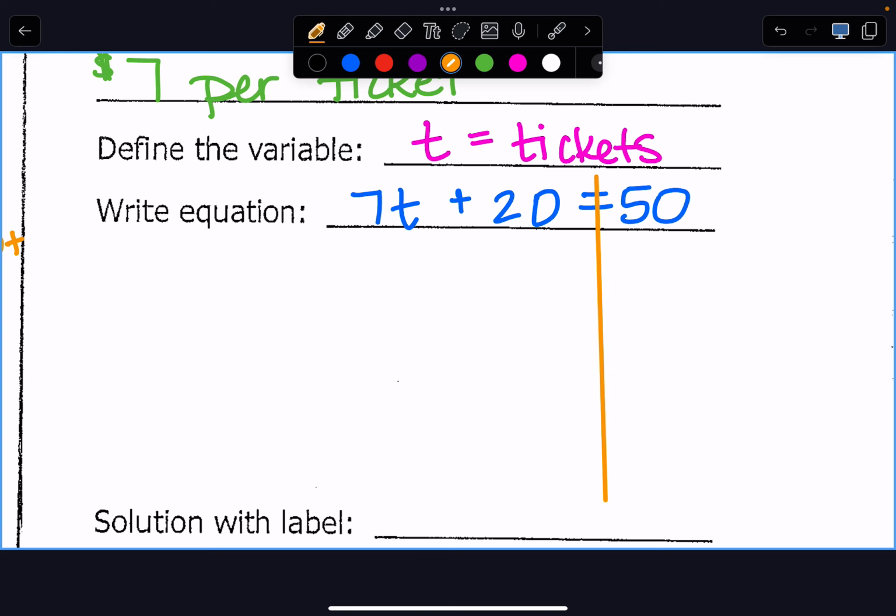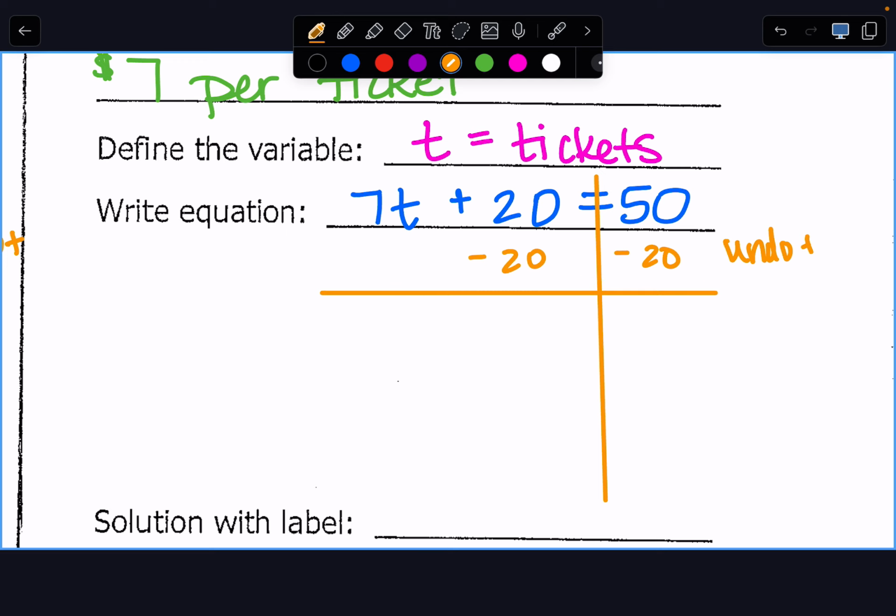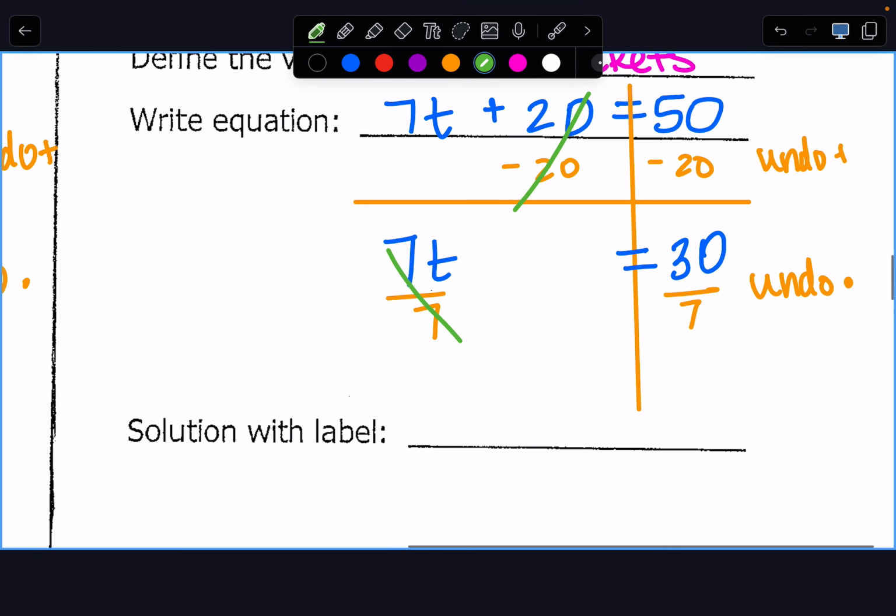Okay, so to solve this equation, we need to undo the addition first by subtracting 20. Right? So we have 7t equals 30. Is that right? Is this making you a little nervous? Why? Oh, okay. So now let's undo our multiplication. We got to divide by 7. What do we get for t when we take 30 divided by 7?